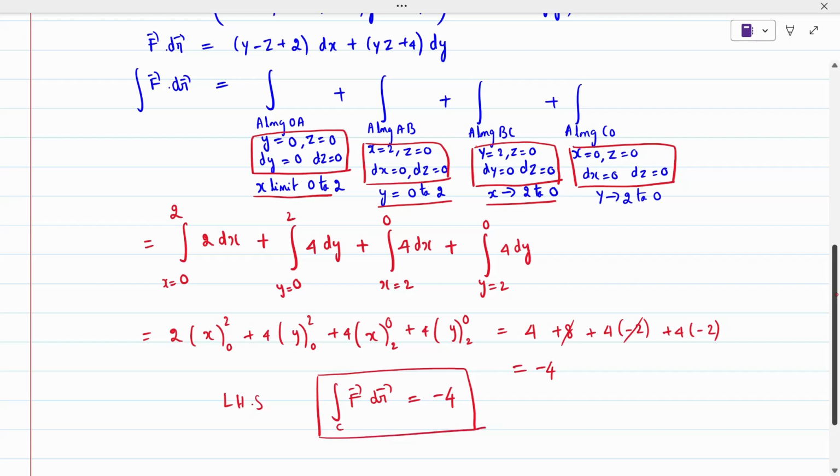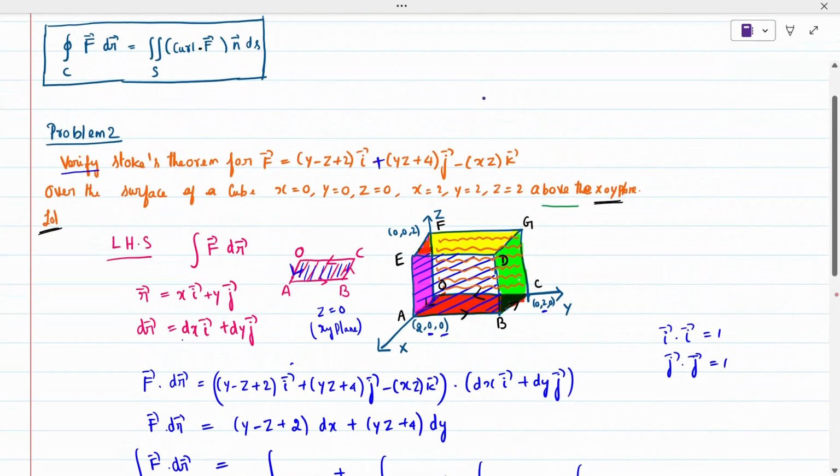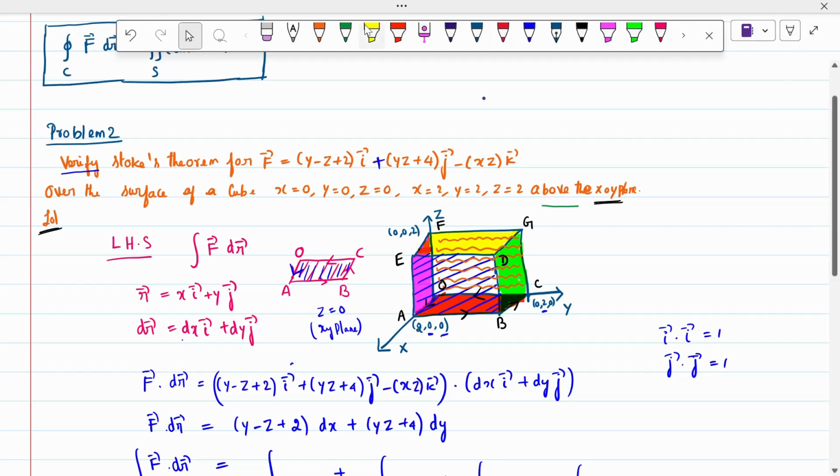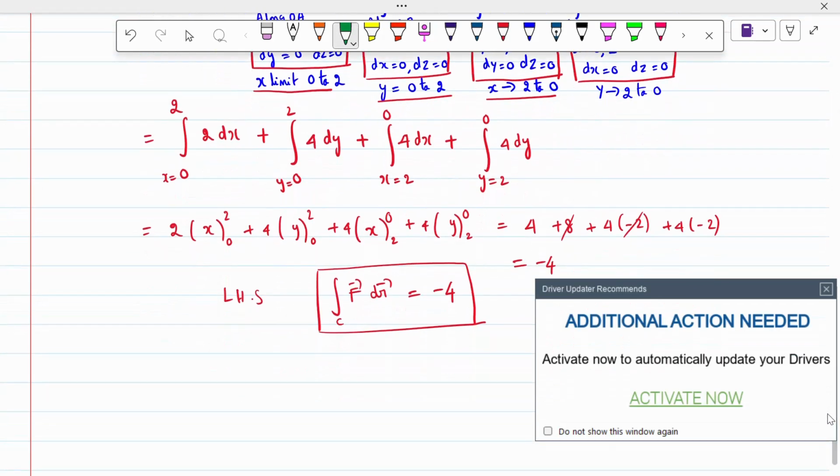So this is the left hand side. Before coming to the right hand side, what is our formula for the right hand side? See here, this is our formula: curl of F vector, then the surface. The surface I will explain. First I will find the curl of F vector. So the curl of F vector we need to calculate first.